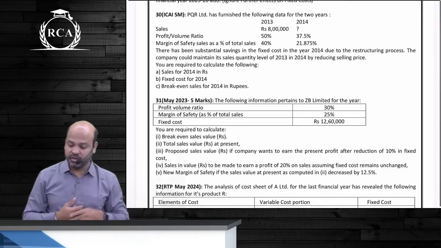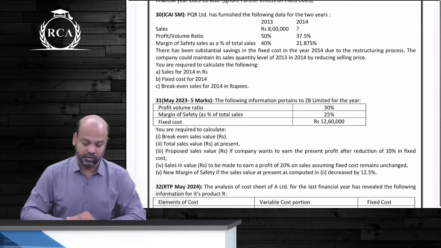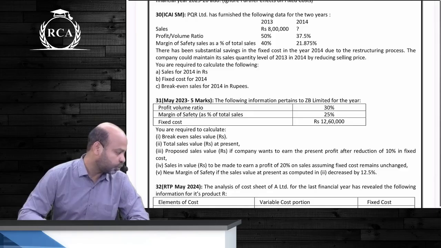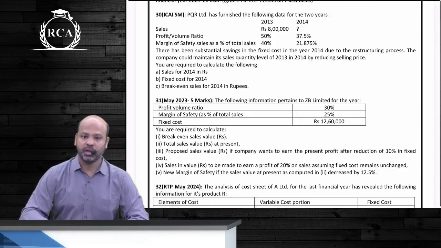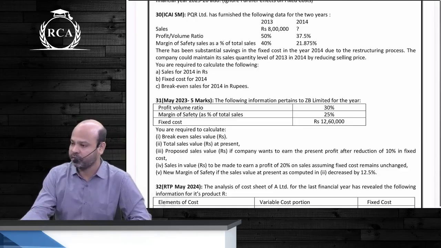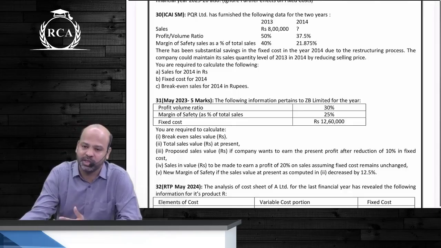They've given us sales as 8 lakh rupees for the year 2013 beta. They've given us PV ratio as 50%. They've given us margin of safety as a percentage of total sales 40%. Sales are given 8 lakhs, PV ratio 50%, margin of safety as a percentage of total sales is 40%. Will we be able to compute the amount of fixed cost, compute the amount of profit? We know PV ratio, we know break even sales, we know margin of safety. सब कुछ मिल जाएगा for the current year.